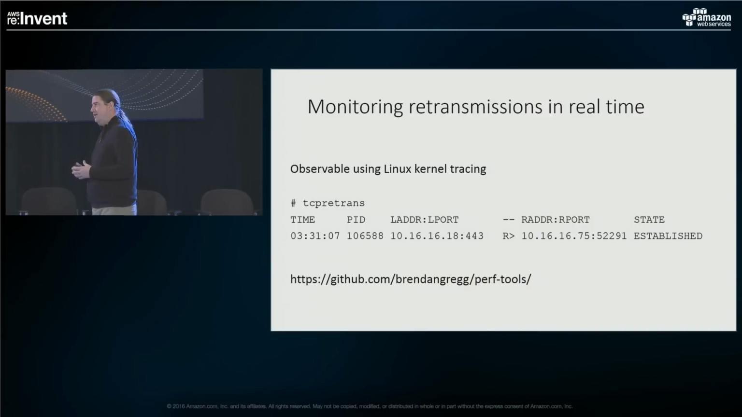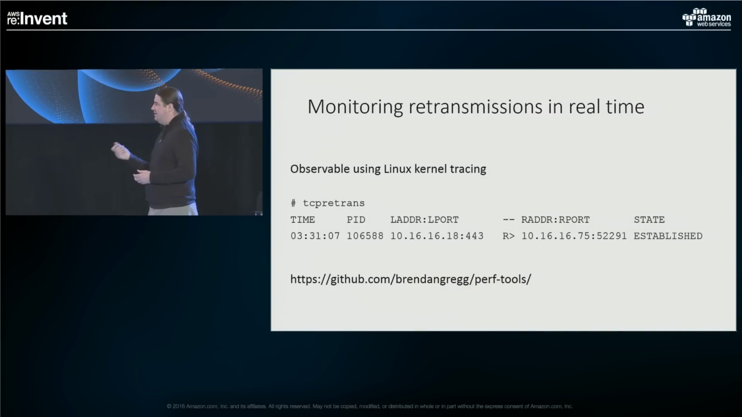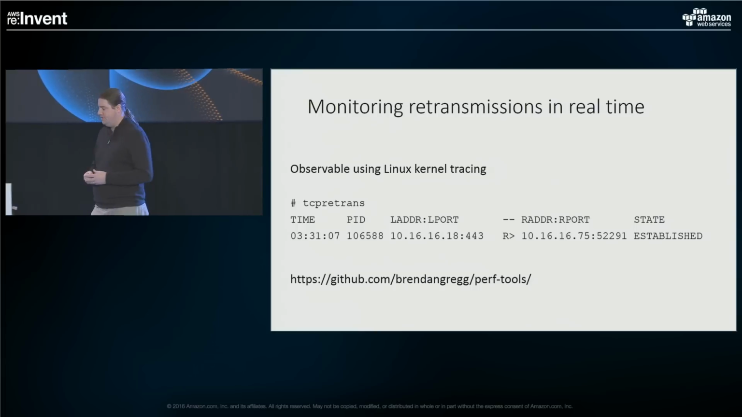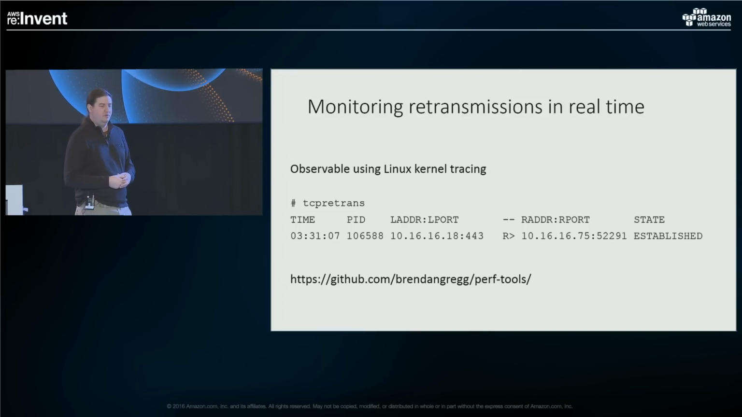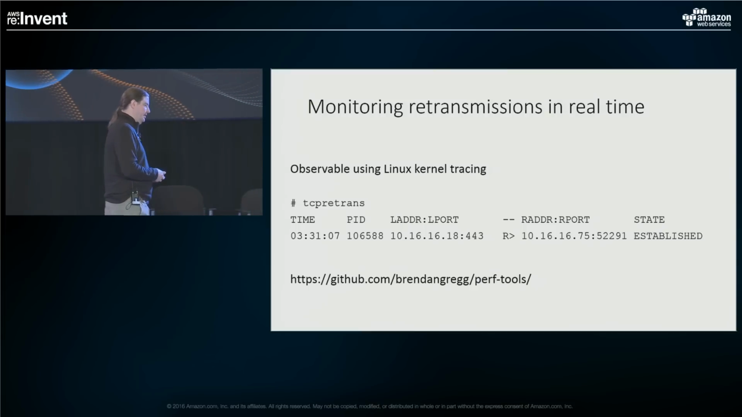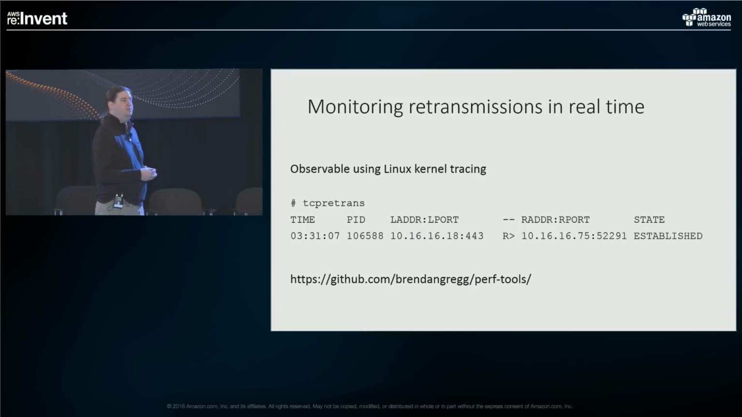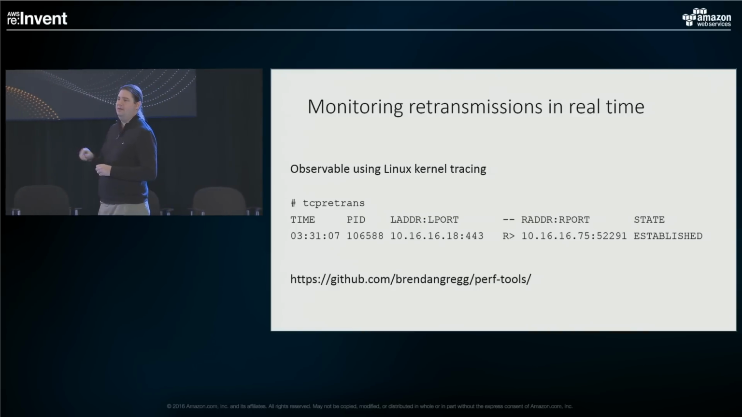We can actually do a little bit better than ss. There are some really great open source tools out there. This one is by Brendan Gregg. Brendan is an engineer at Netflix, and he has a really amazing performance blog. I highly recommend you check it out. What Brendan's tool does here is it uses the kernel instrumentation framework to instrument the tcp_retransmit_skb function in the kernel to gather some information when a retransmission happens.